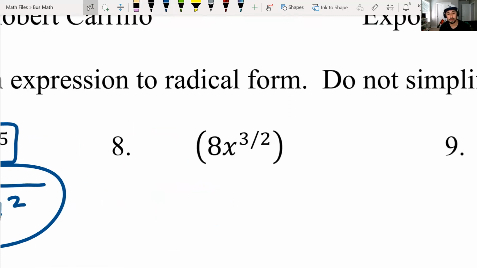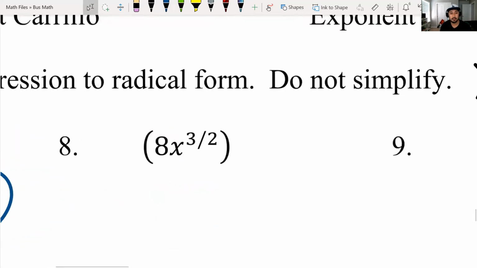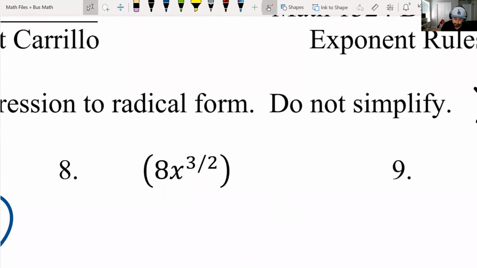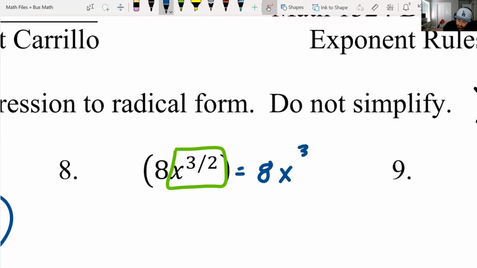Next one. All right. So here, this is in parentheses, but still, the parentheses are there to throw us off because the only term still being raised to an exponent is just the variable, just that x to the 3/2. So before I write this, I'll just take it out of the parentheses. I can just rewrite this as 8x to the 3/2. And the only part we have to change to a radical is that x to the 3/2.